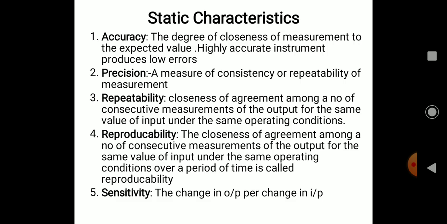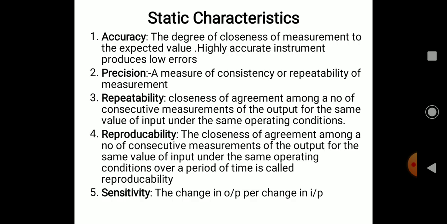Precision. Suppose you are taking 5 or 6 measurements on the same part, the successive readings that you have taken have a closeness or mutual agreement between the readings. A measure of consistency or repeatability of the measurement. Repeatability is the closeness of agreement among a number of consecutive measurements of the output for the same value of input under the same operating conditions. This we are doing in the laboratory also.